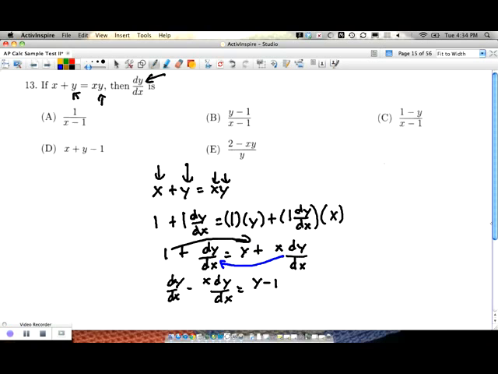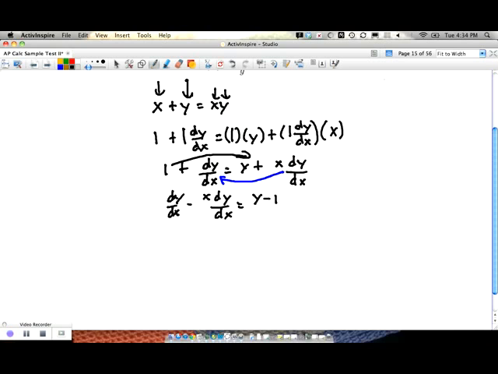Once I'm at this point, I can do some factoring and dividing. I know that I have dy/dx in common to both of those, so I factor it out. That'll give me 1 minus x over here, and then y minus 1 on the right. To get that dy/dx by itself, I'm going to divide both sides by 1 minus x. So I have y minus 1 over 1 minus x.